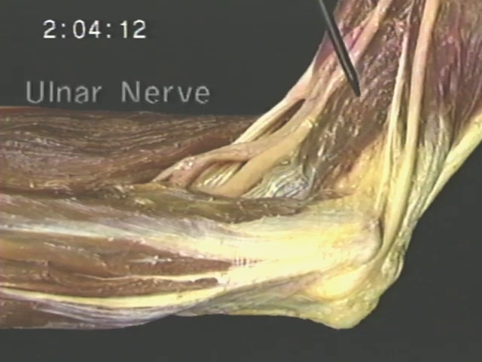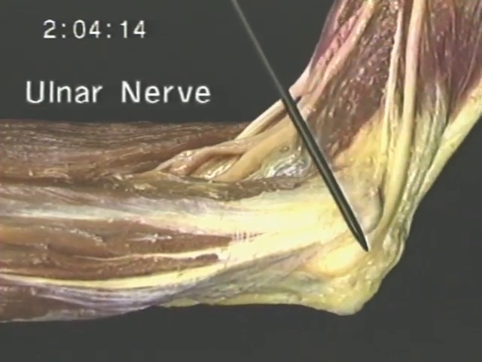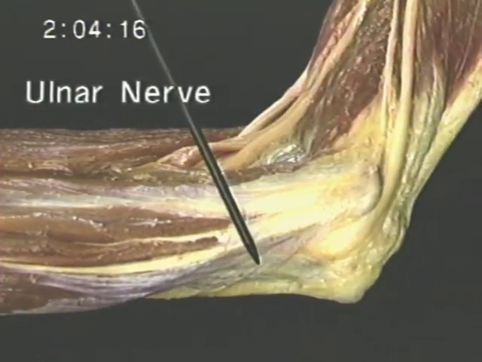Lastly, let's look at the ulnar nerve. As you'll recall from the last section, the ulnar nerve enters the forearm by passing round the medial epicondyle and between the two heads of flexor carpi ulnaris.